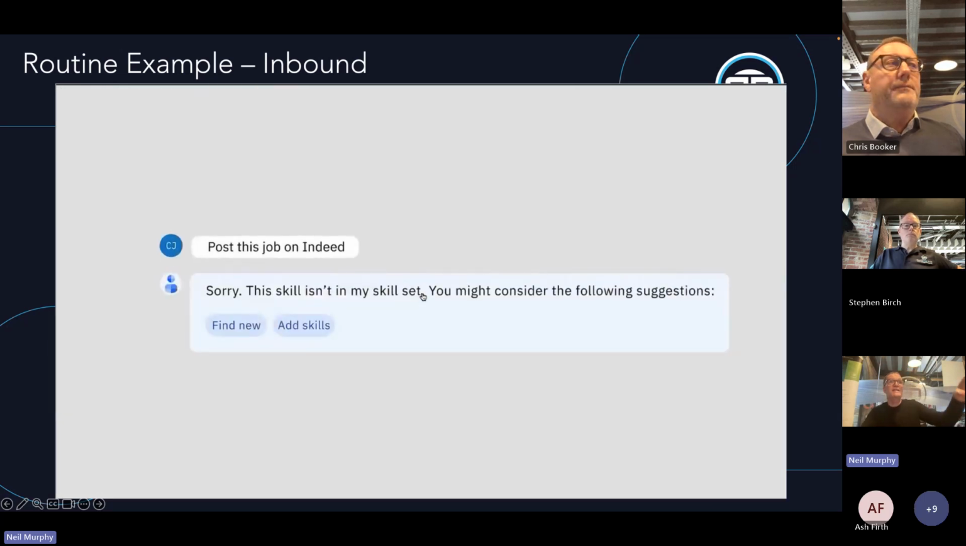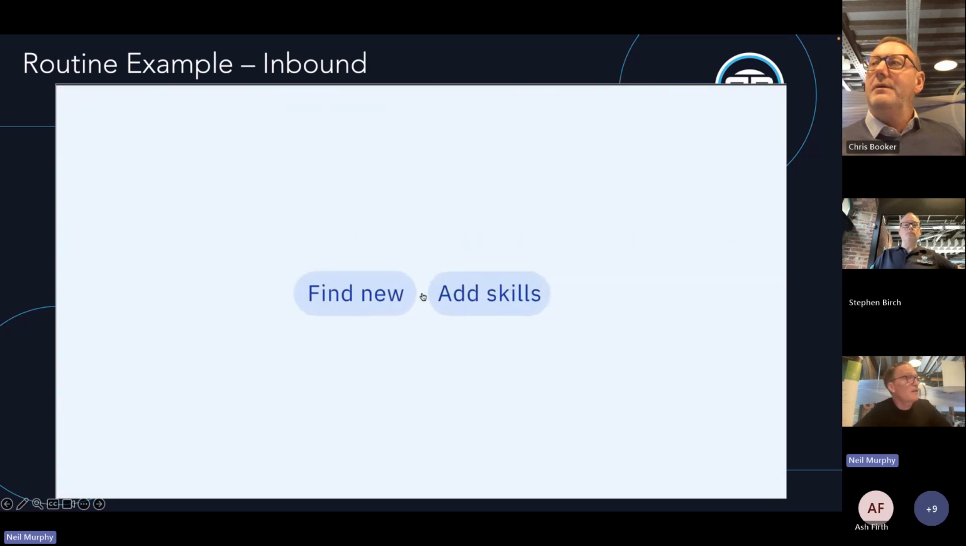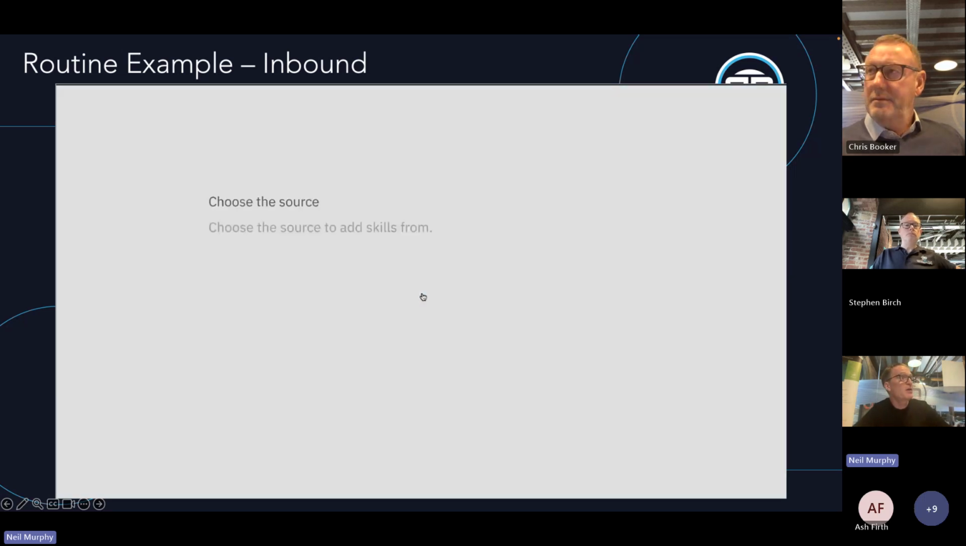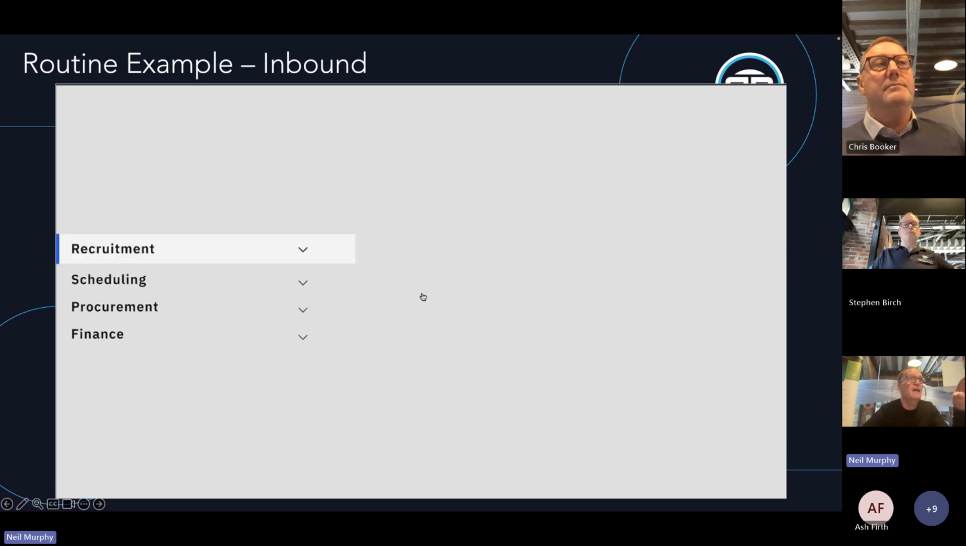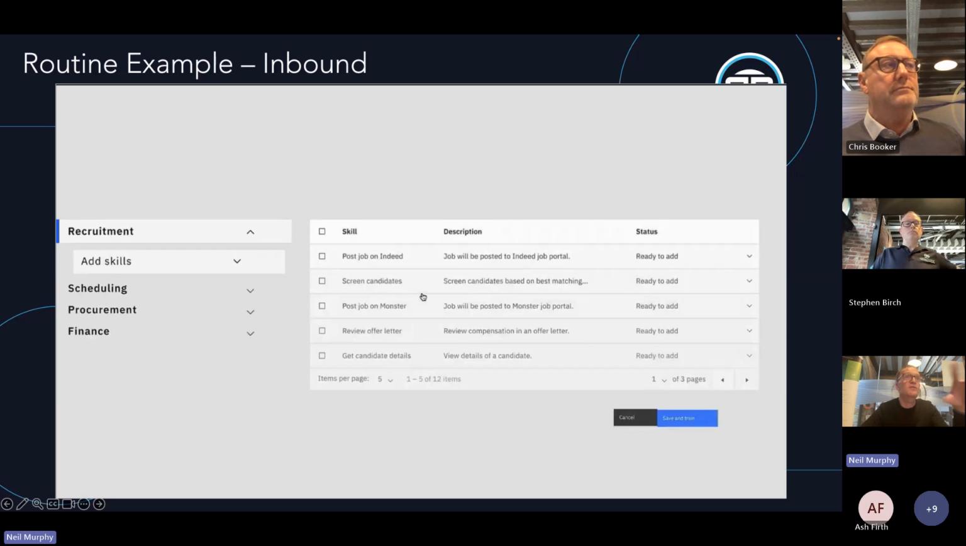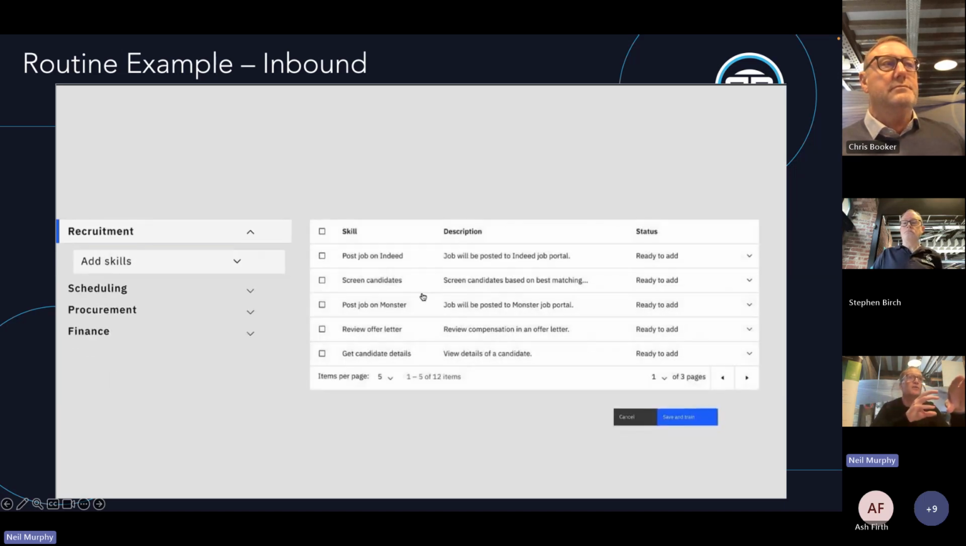Now he's asking to post on Indeed, and that isn't something that they've got. It's not in place at the moment. So it's another interface. But what you can do is pull things in from other tools. In this case, you've got RPA, and it knows that there are skills within this that we can then pull into the orchestrate piece.